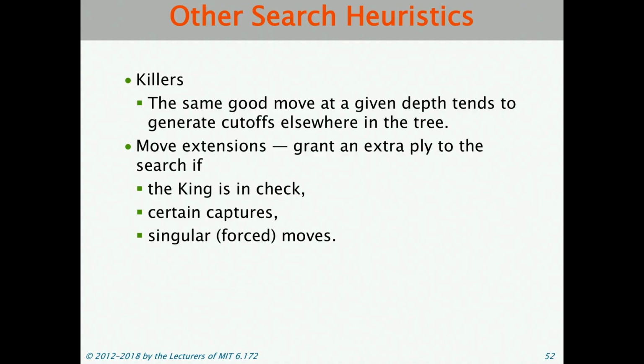We mentioned killers. There's also move extensions. So typical move extensions that people look at is you grant an extra ply in chess if the king is in check, or for certain captures, or if you have a forced move. So suppose you have a move and it's the only move you can make. Then don't count that as a ply. So you can search deeper along lines where there are forced moves. That's what they do in chess.